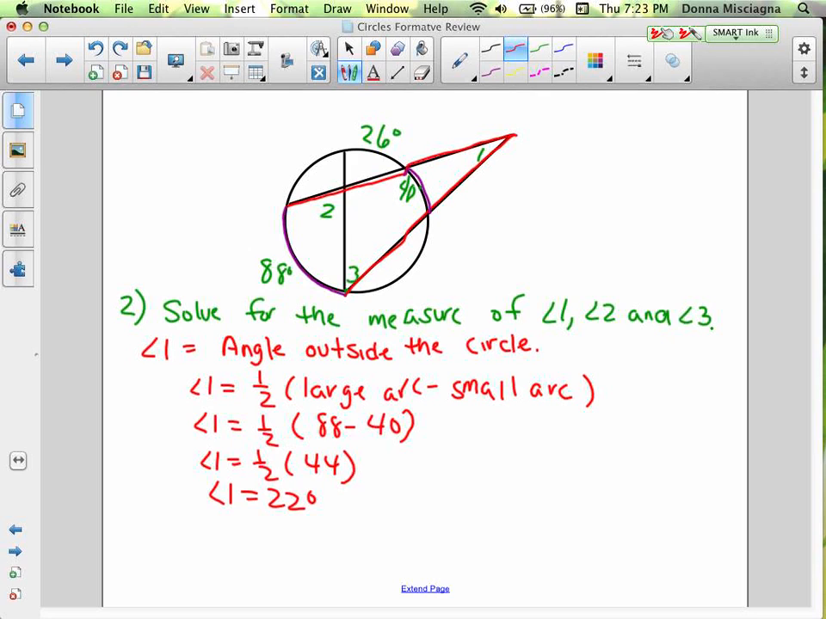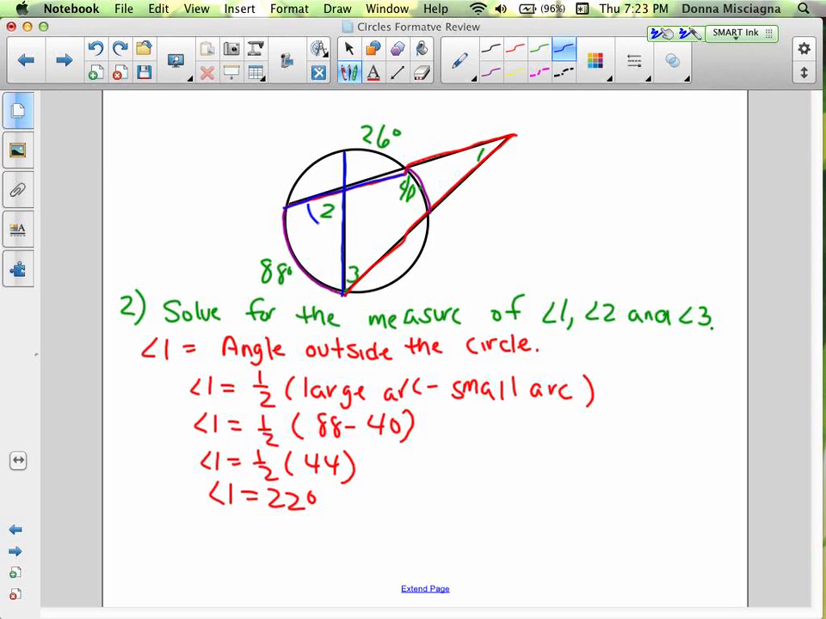All right, so those are just like the problems we've just been doing, right? You just have to ignore everything else and just focus on angle 1. Now let's just focus on angle 2. All right, so look where angle 2 is. Angle 2 is created by these two intersecting chords.